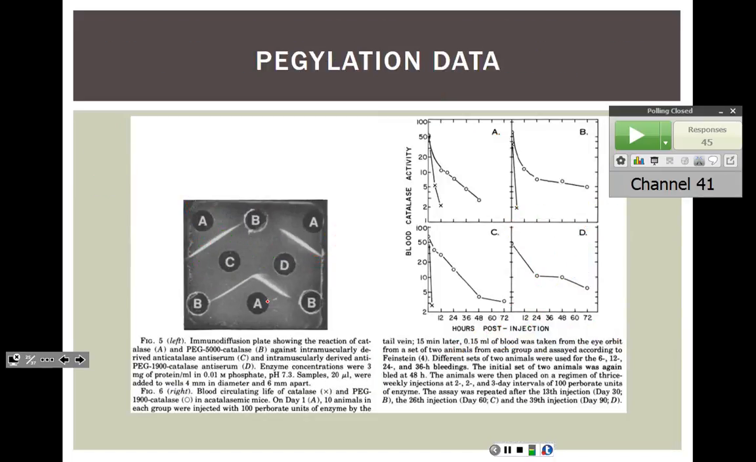Okay, next figure. We've got figure 6. So we're looking at this one. We've got some in vivo data here. All right, so what the experiment is here, let's look at the figure legend. We again are looking at the blood circulation life of catalase, non-pegylated catalase, represented by the X's. Let's just call this catalase. And pegylated catalase.